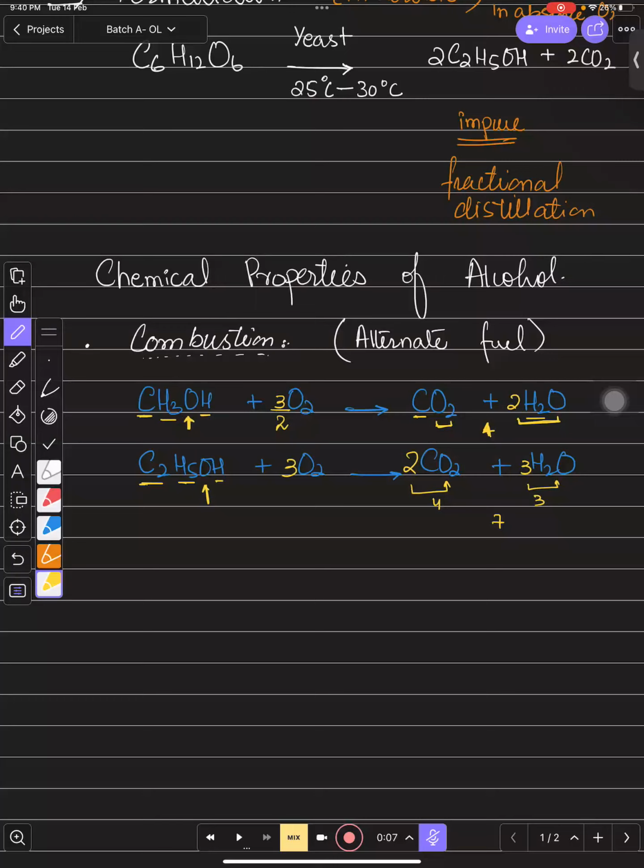Sir, can you please explain again? Yes. Just look at over here. For suppose if we have propanol, C3H7OH, ठीक है ना? If you are burning this in oxygen, so definitely it will produce carbon dioxide and water, the products, right? There are 3 carbons, so you can write 3 over here. There are 8 hydrogens, you can write 4 over here.